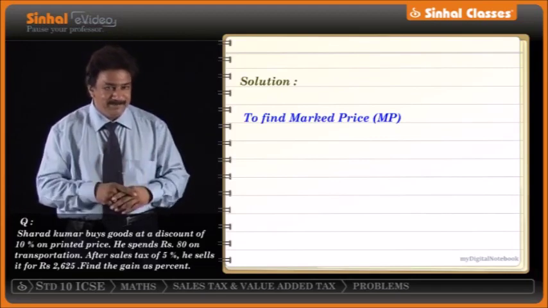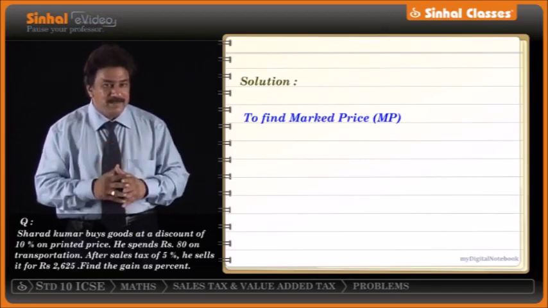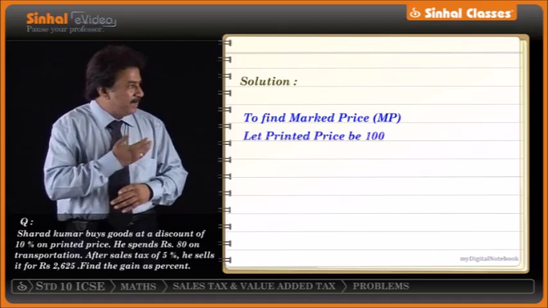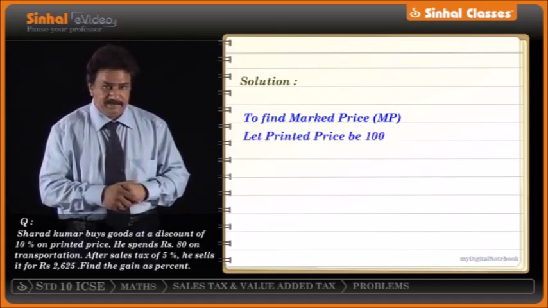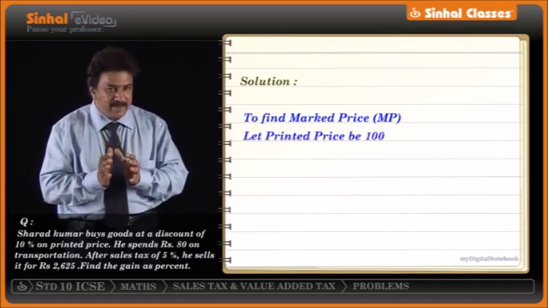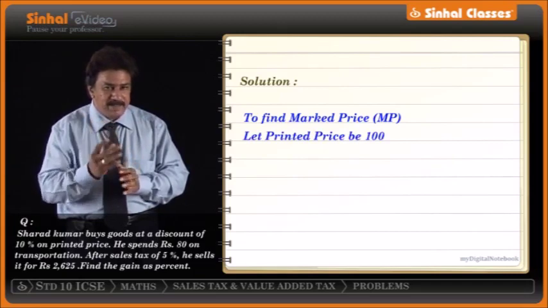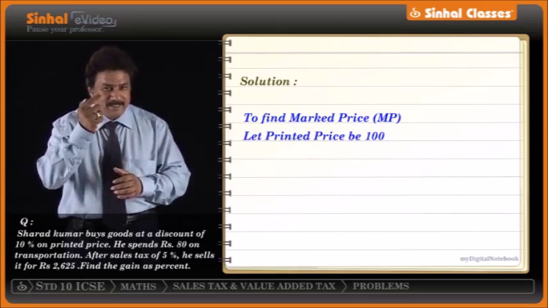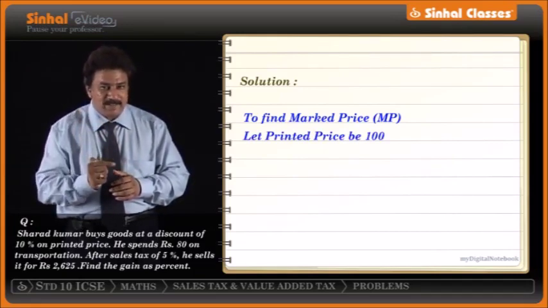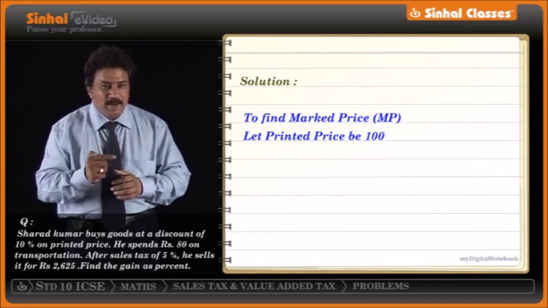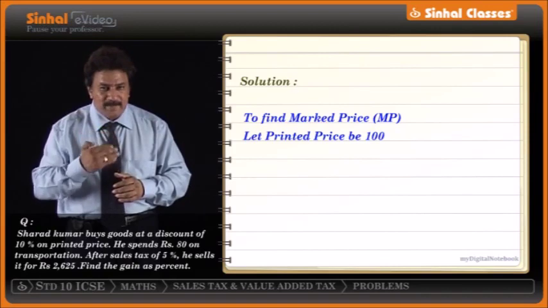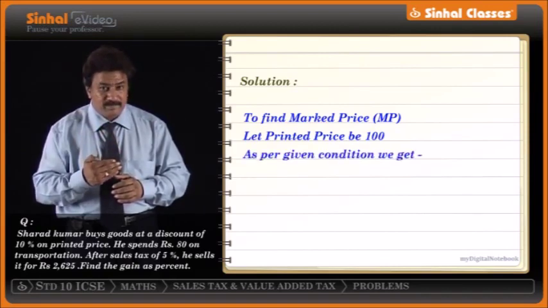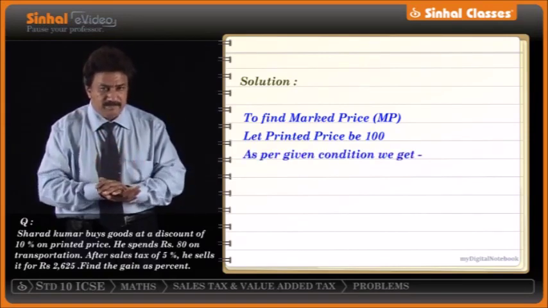It's not given to you. Let's go on for assumption. Let the mark price be rupees 100. If the mark price is 100, the sale tax given is 5%. Mark price plus sale tax will give me the selling price. So I'm assuming mark price to be 100. Rate of sale tax is 5%. So selling price will become 105. We'll go for unitary method.